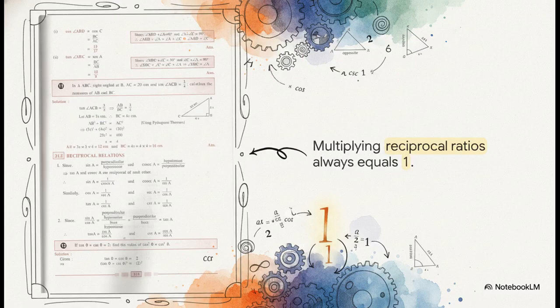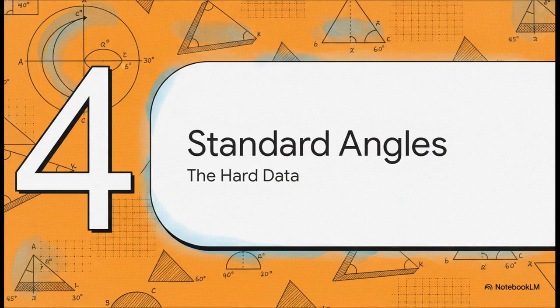And because they're reciprocals, a wonderful piece of mathematical magic happens when they interact. If you multiply a ratio by its reciprocal, for example, the sine of an angle multiplied by the cosecant of that exact same angle, the numerators and denominators perfectly cancel each other out. The result is always exactly 1. No exceptions. All right, let's look at some real numbers in Section 4, Ratios of Standard Angles.